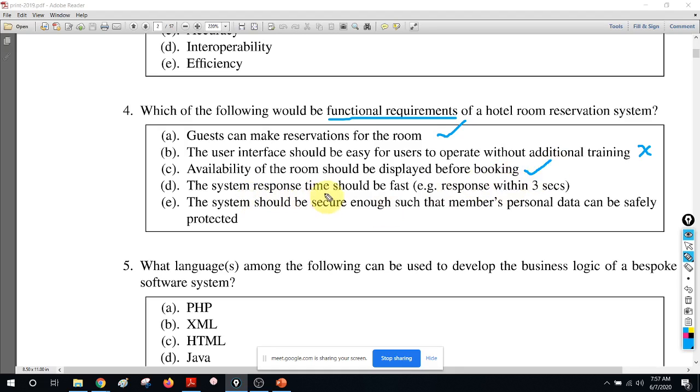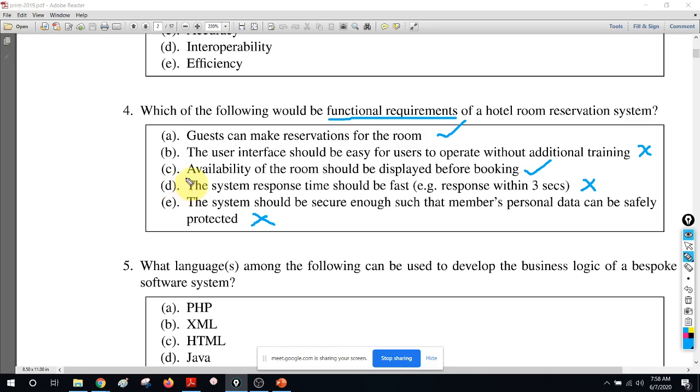The system response time should be fast. So that is non-functional requirement called efficiency. The system should be secure enough such that the members' personal data can be safely protected. So that is security, right? Security. So I will not take it because security is a non-functional requirement. So for me, A and C are answers. In the answer sheet, only A is the answer. Right? Only A is the answer.